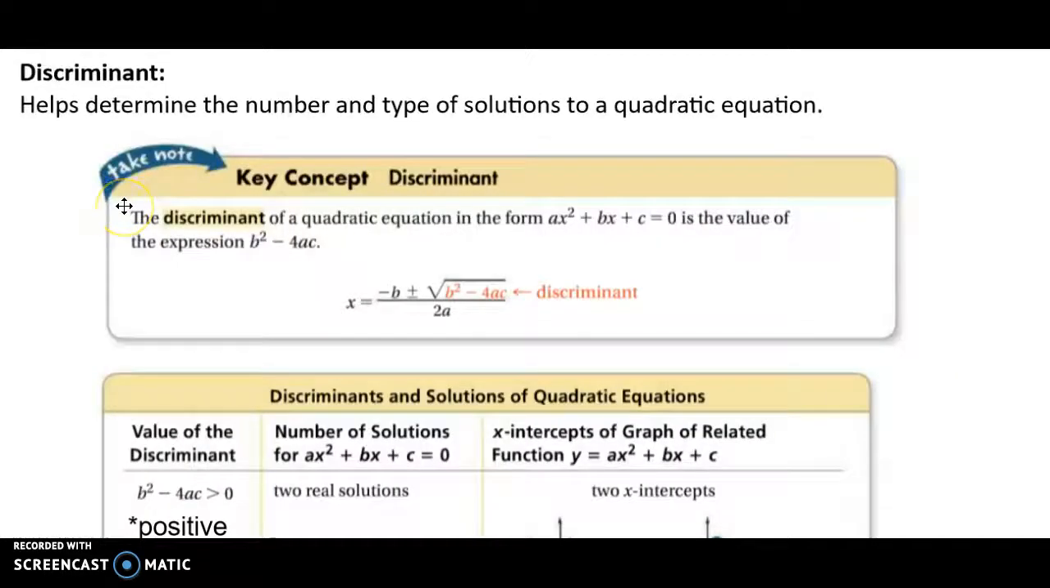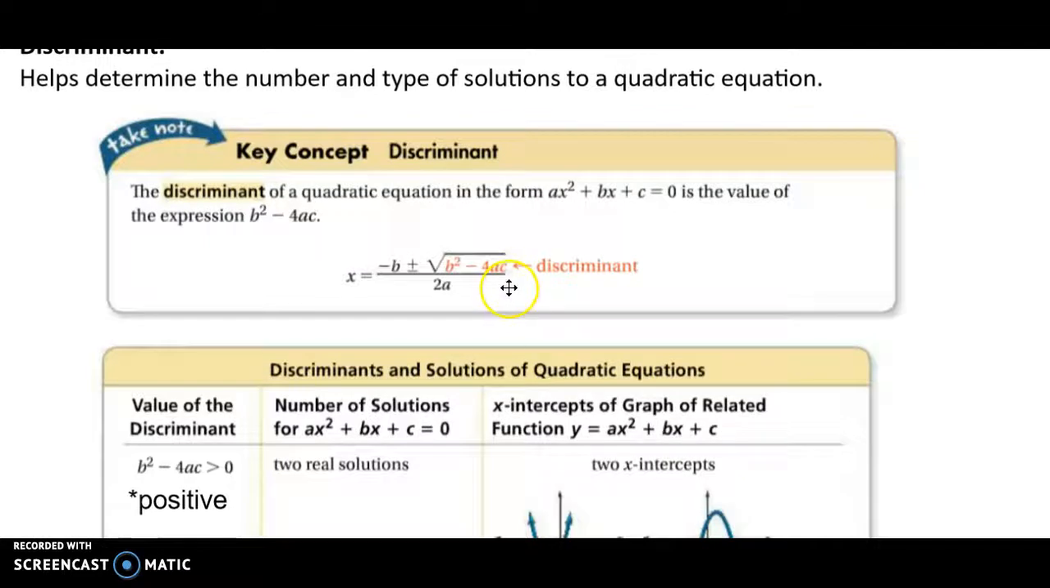Something you may not have learned yet is how to use what we call the discriminant. And the discriminant is the value that you calculate that is under the radical. It helps us determine how many and what type of solutions we get when we solve a quadratic equation using the quadratic formula. So the discriminant is only the b squared minus the 4ac.